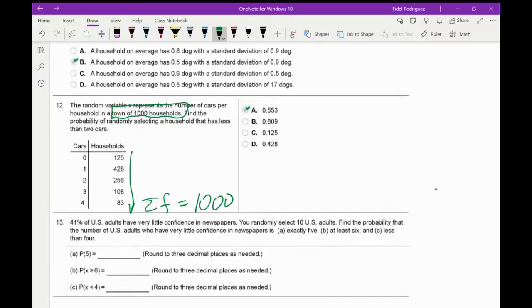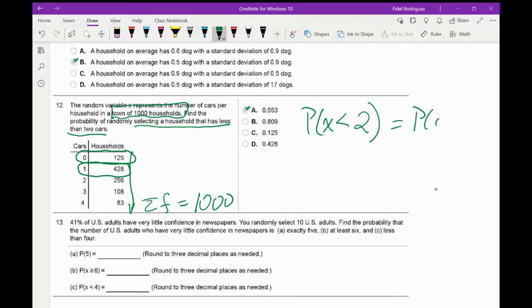Now, I want you to look at the problem here, and it says, find the probability of randomly selecting a household that has less than 2 cars. So we want to know less than 2. Less than 2 would be possibly 1 or no cars. Both of those are less than 2, right? Not less than or equal to, but just less than 2 is telling me I need to find the probability of having no cars and the probability of having 1 car.